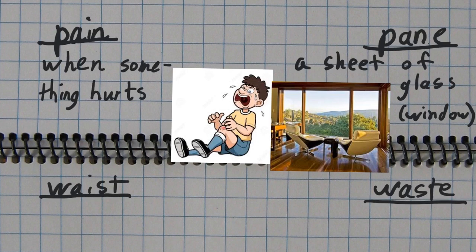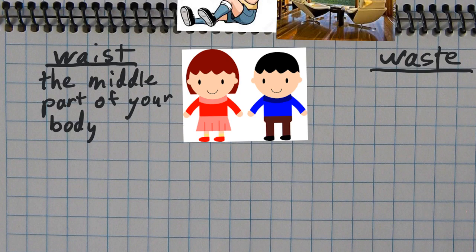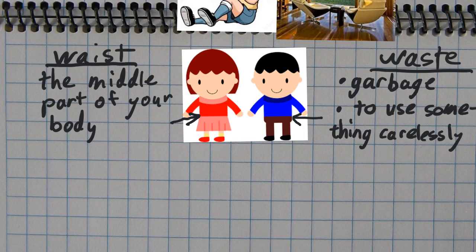And let's keep going here, waist and waste. This waist over here on the left is the middle part of your body, and specifically it's between your ribs and your hips. If you wear a belt, it goes around your waist. And the other waste could be just another word for garbage, but it also means to use something carelessly, like if you're wasting time, you're not using it carefully, or if you're wasting paper, you're using it carelessly. Waste.